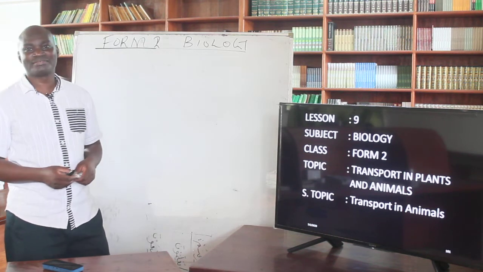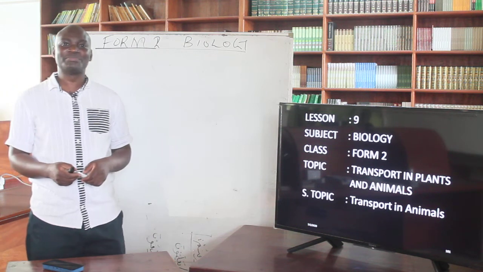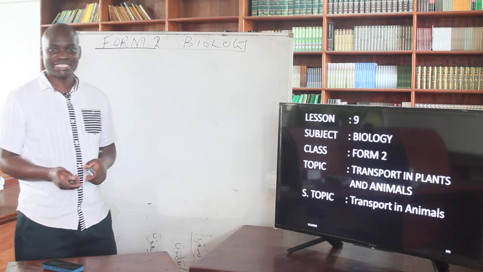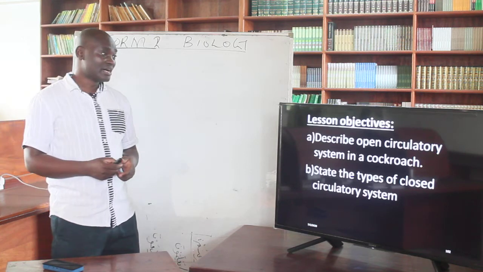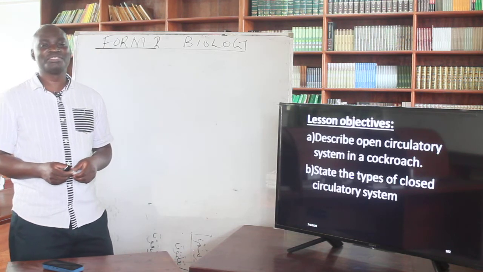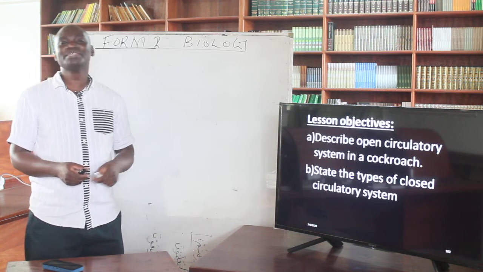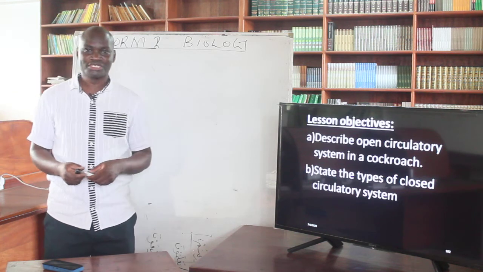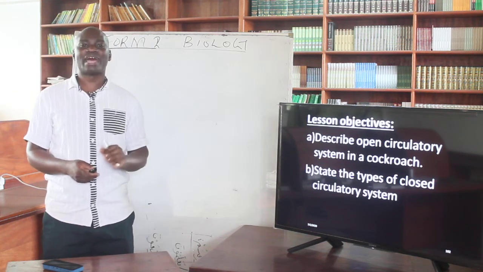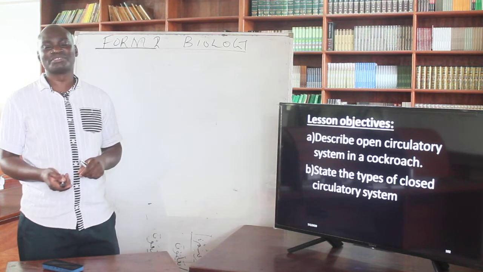The topic is transport in plants and animals, and the subtopic is transport in animals. Now, the objective of our learning today is to describe the open circulatory system, specifically in a cockroach, and also to state the types of closed circulatory system.